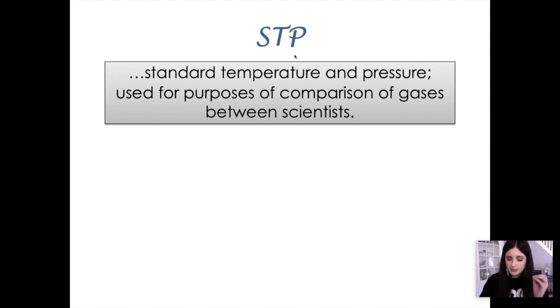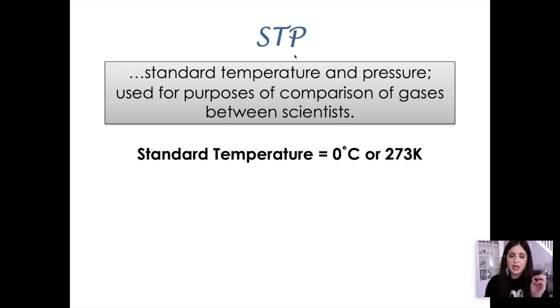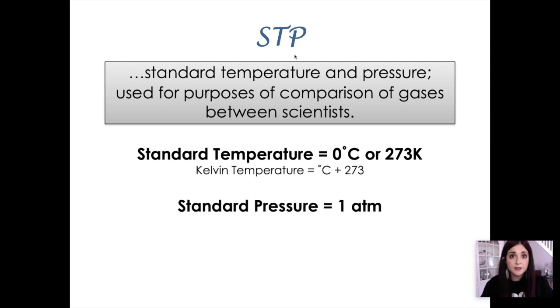And a gas at STP is always at 0 degrees Celsius or 273 Kelvin. If you forgot how to convert Celsius to Kelvin, all you need to do is just add 273. So standard temperature is 0 degrees Celsius or 273 Kelvin, and standard pressure is 1 atmosphere.